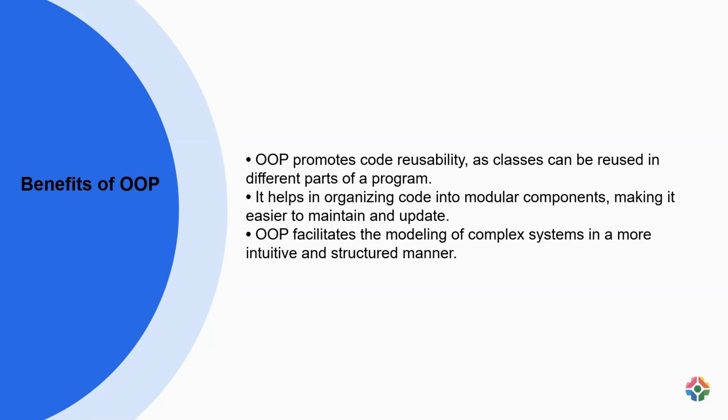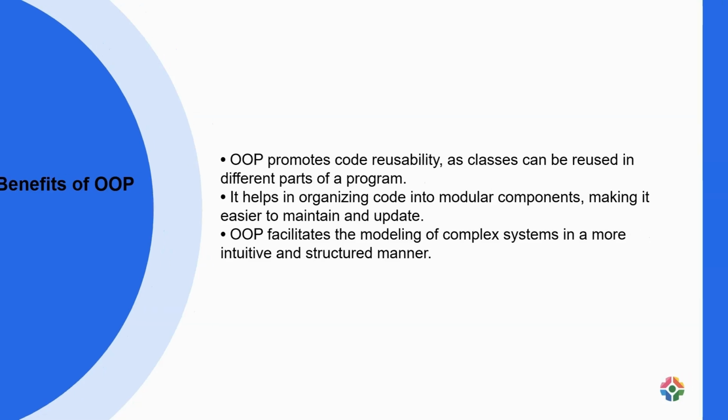Additionally, OOP allows for the modeling of complex systems in a more intuitive and structured manner. For example, in a banking application, different classes can represent customers, accounts, and transactions, making the overall system design more comprehensible and easier to manage. In conclusion, OOP not only promotes code reusability and organization, but also provides a clearer way to model and work with complex systems, making it a valuable tool for efficient software development.